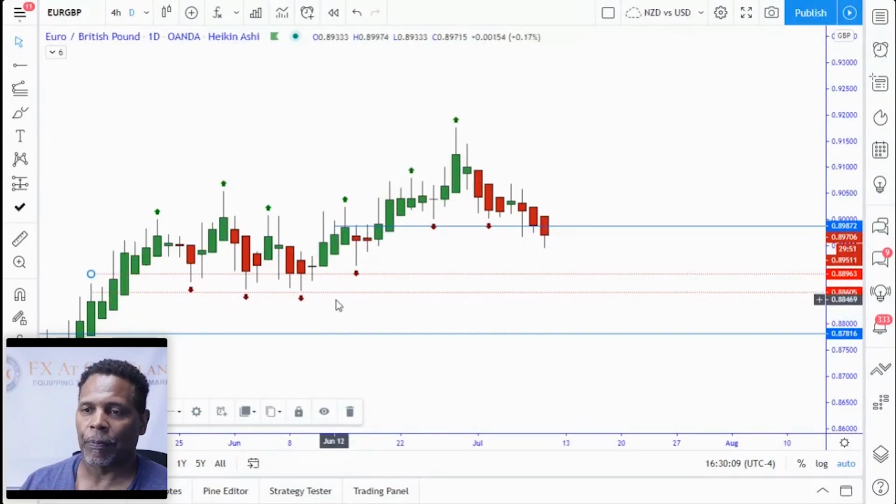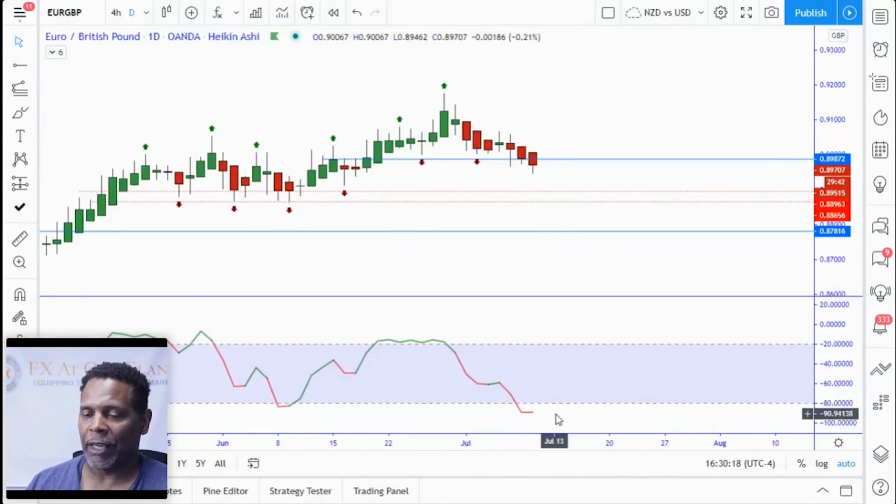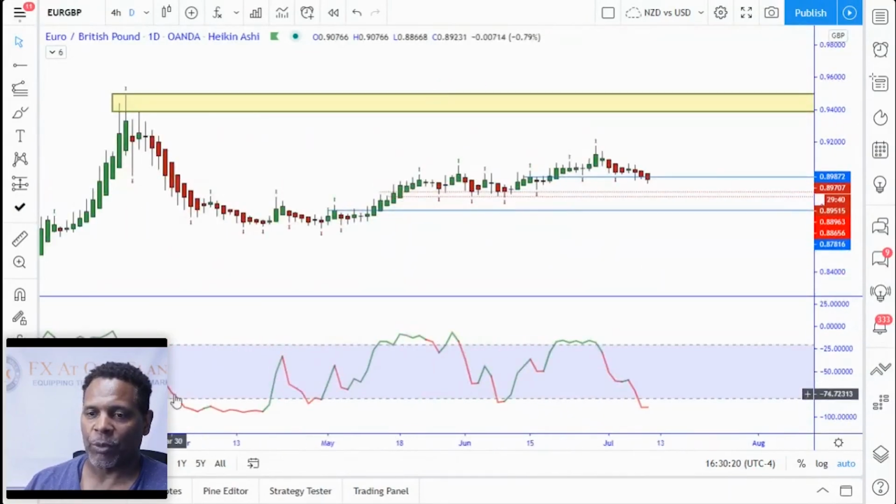More than likely. So I'll pay attention here. I don't have to take this breakout here and see we're below negative 80. See how we want to see that? We want to see that. Now we're below negative 80.